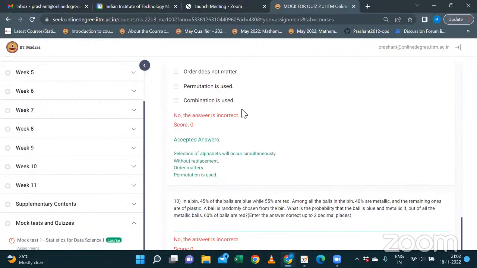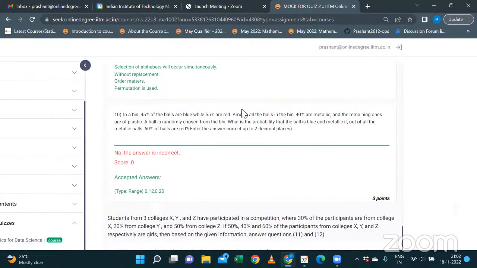In the 10th question, does anyone have any doubt, or is it okay for everyone? It was okay for me. Even if it's mentioned that repetition is allowed, it doesn't mean that it has to be used.